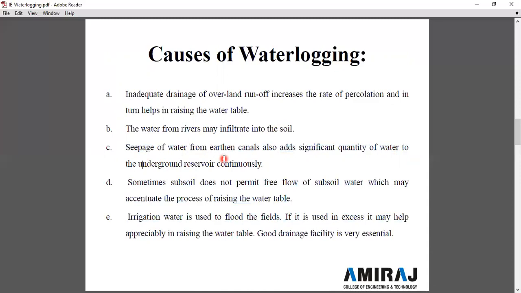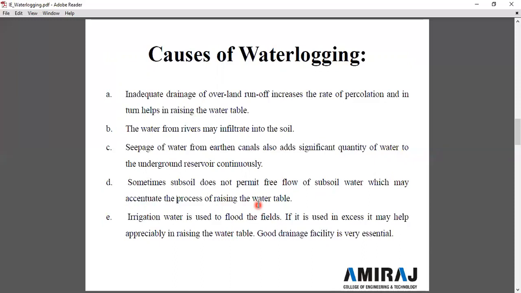So the seepage of water from that canal plays a very significant role, adding a significant quantity of water to the underground reservoir continuously. Sometimes the subsoil does not permit free flow of subsoil water, which may accelerate the process of rising of the water table. Sometimes, due to improper cultivation, the subsoil does not provide a free passage to the water for the gravitational flow.